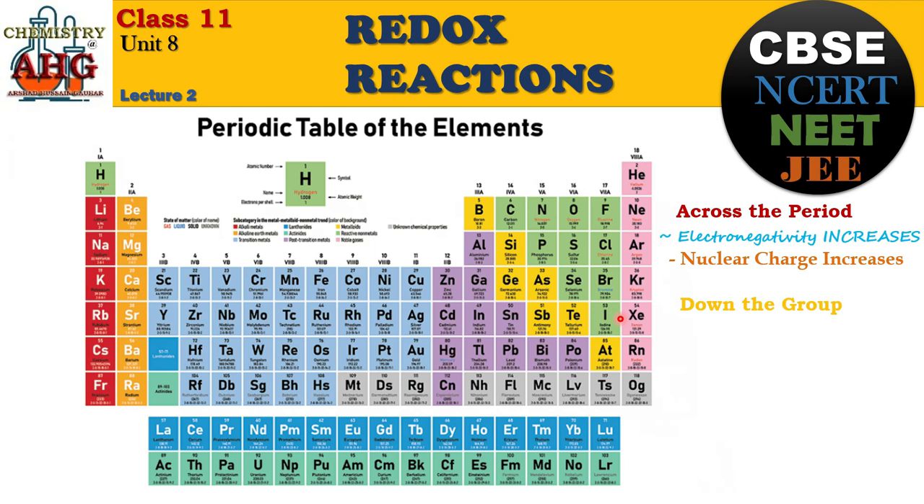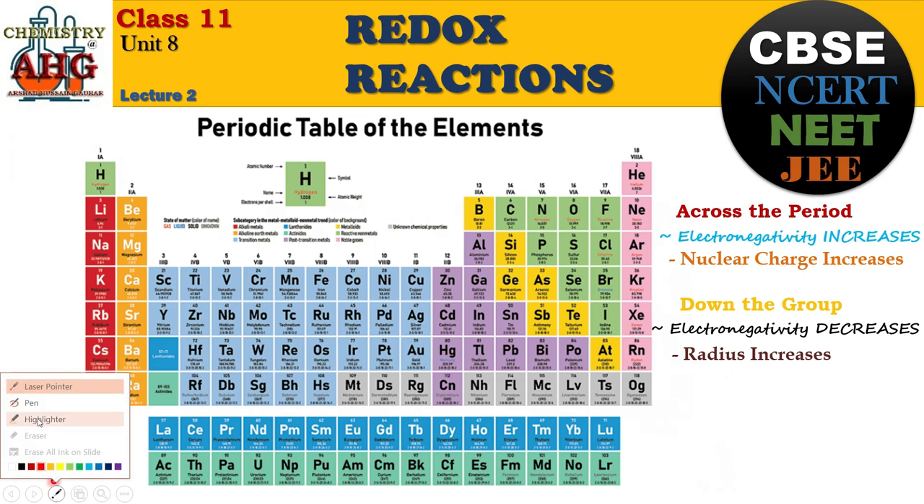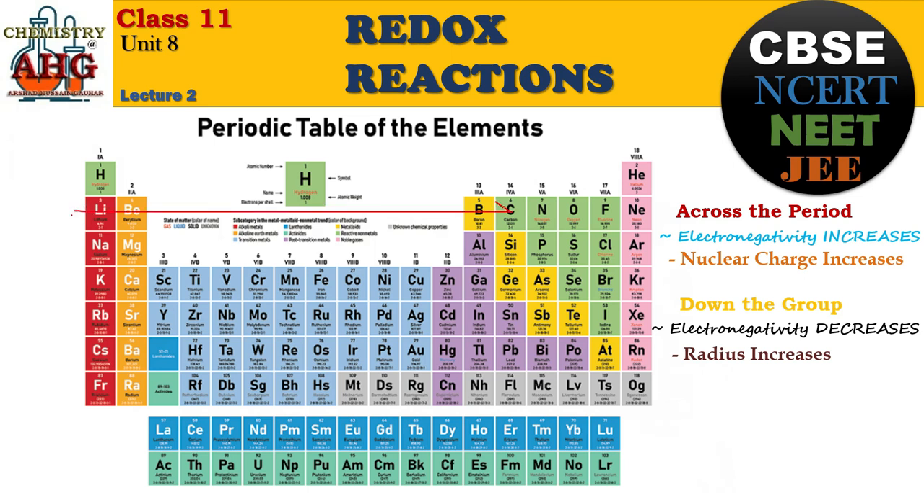And as you go downwards, what is happening to the size or radius of the atom? Size or radius of the atom is increasing. When size or radius increases, electronegativity decreases. So what is the simple information that you must remember? That when we are moving across the period, and when we are coming upward in the group, the electronegativity is increasing.